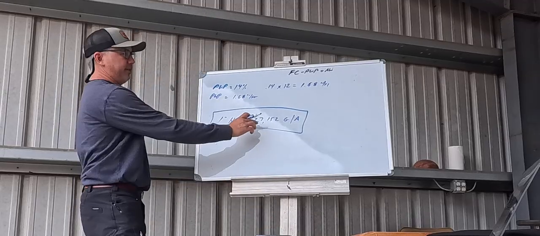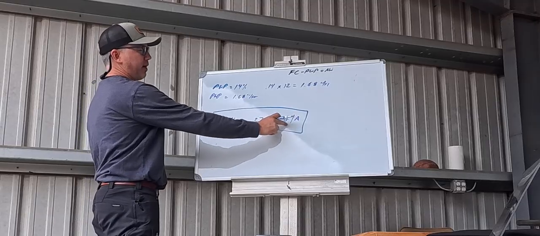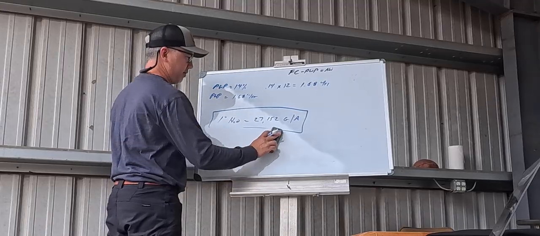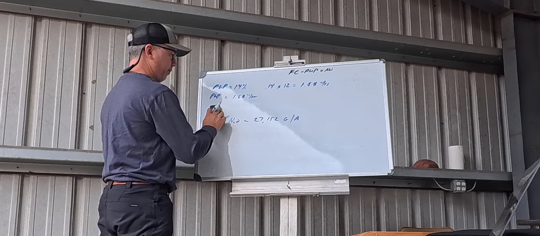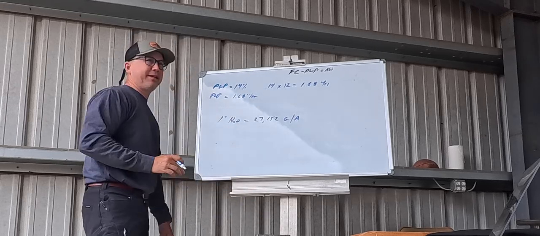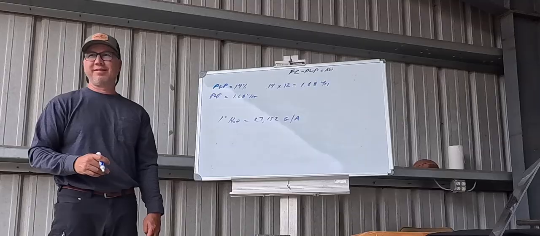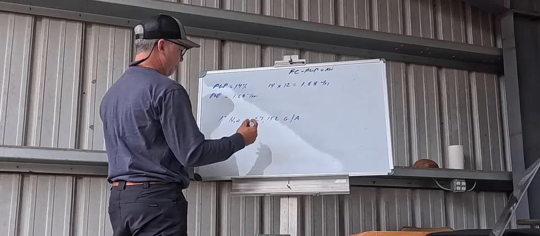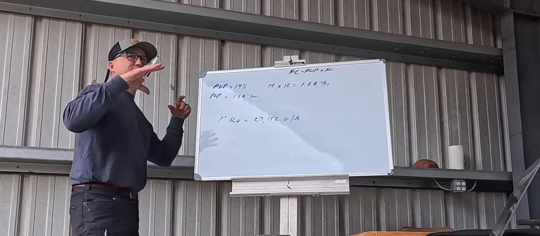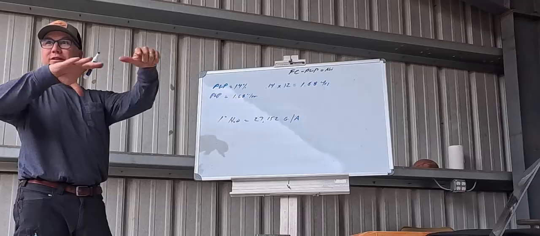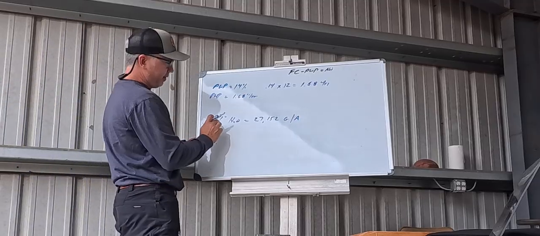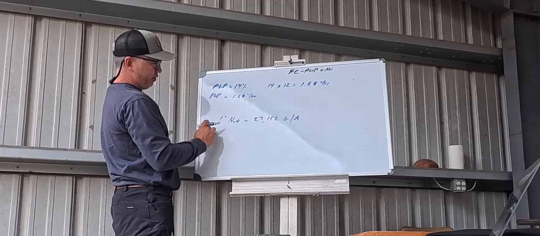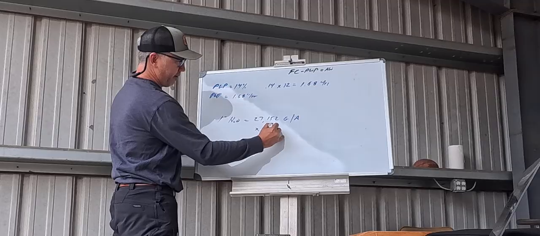So if we know that 1 inch is 27,152 gallons per acre, this farm is 15 acres, right? So let's do this. Well, first thing we know, how many inches of rain does LA get a year? 12 maybe? 10? Let's just say 10. It's an easy number. So if we want to figure out how much rain we get per year on this total farm, we can actually figure it out. So 1 inch is equal to 27,152 gallons per acre. Well, we'll say in LA we're getting 10 inches a year.